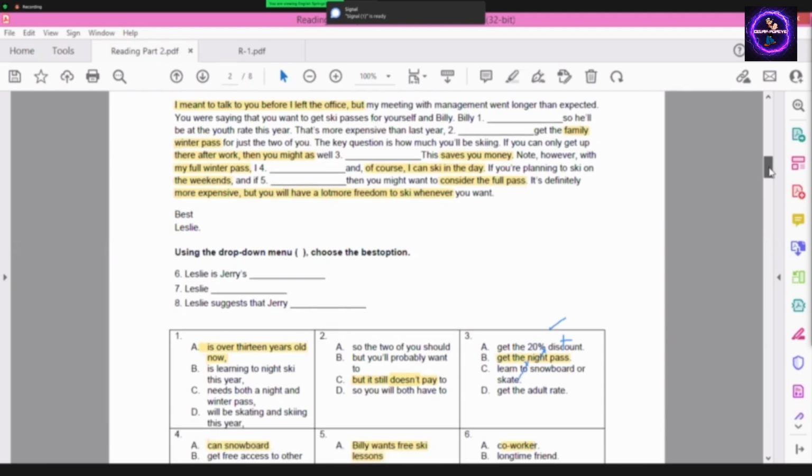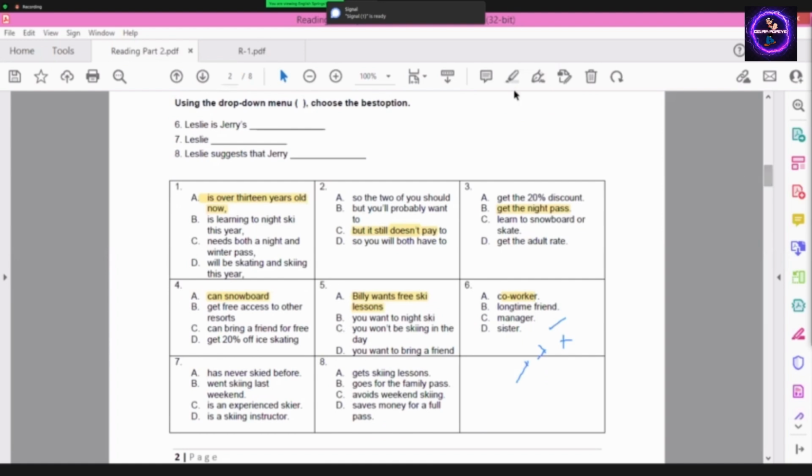Can we go back to the options then? Has never skied before can be eliminated. Went skiing last weekend, there's no reference to the weekend, so that's also gone. He's an experienced skier or he's an instructor. If he were an instructor, then he would have given lessons to Billy. That's what even I was about to say. He would have suggested.